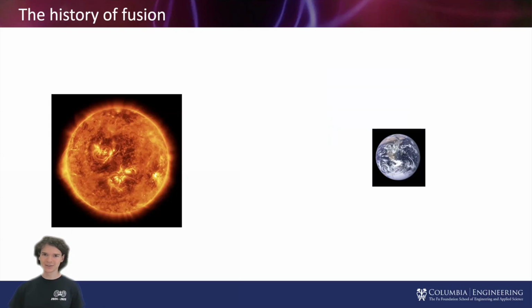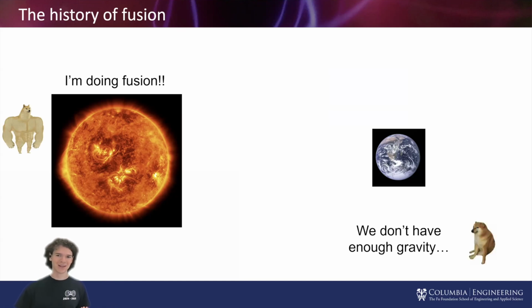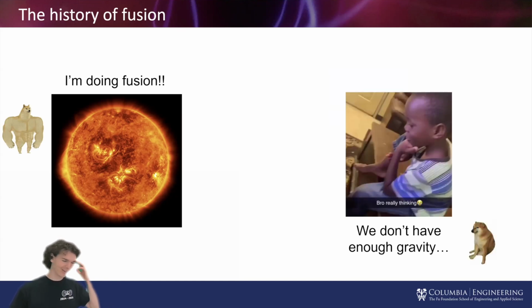We look at the sun and we say, the sun's doing fusion, so maybe we can. The sun is big and powerful, but we don't have enough gravity to do so. And we think about it really, really hard, and we've come up with a few different ways to do this.